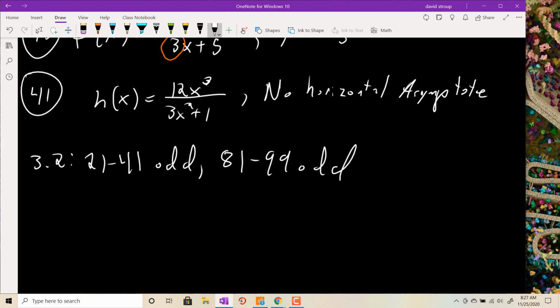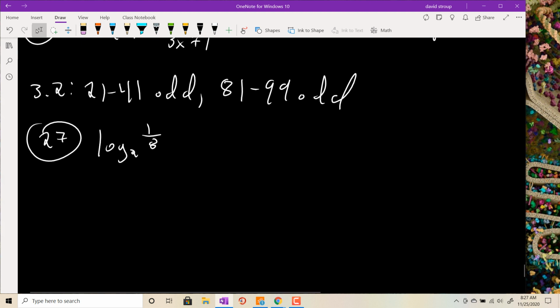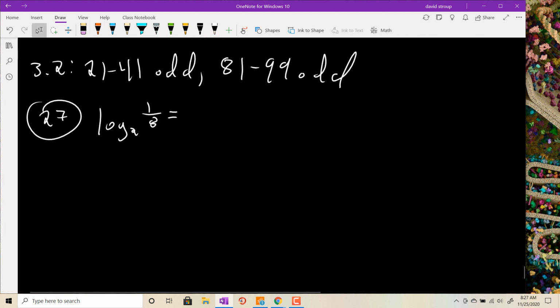3.2. For example, number 27. Okay, so these are just evaluate the log. So log base 2 of 1/8. Okay, so how did these things work? You're asking yourself 2 to what power equals 1/8. Okay, so you can rewrite the other side if you wish. This is the same as 1/2 cubed, and then that's the same as 2 to the negative 3. So the answer is negative 3.